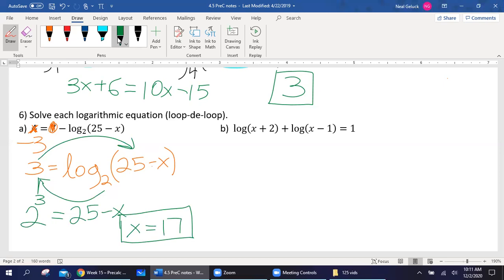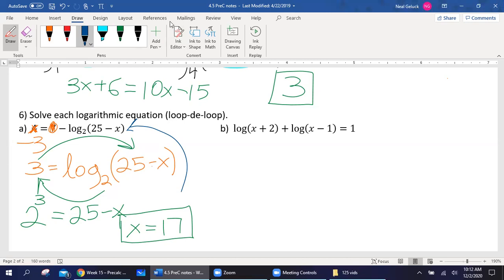A little note, by the way, when I am dealing with logarithmic equations, this didn't come up with exponential, but remember that you can only have the log of a positive number. It has to be greater than 0. So make sure that your answer doesn't give you the log of 0 or a negative. If I plugged in 17, that would give me the log of 8. I'm okay. So the answer is allowed.